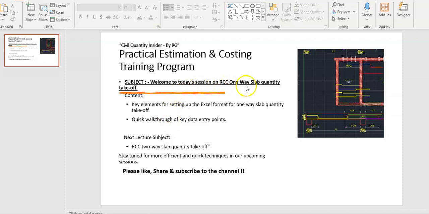Today's session is on RCC One Way Slab Quantity Takeoff. Today we learn how to set the Excel format for all conditions of one-way slabs. Quick walkthrough of key data entry points.